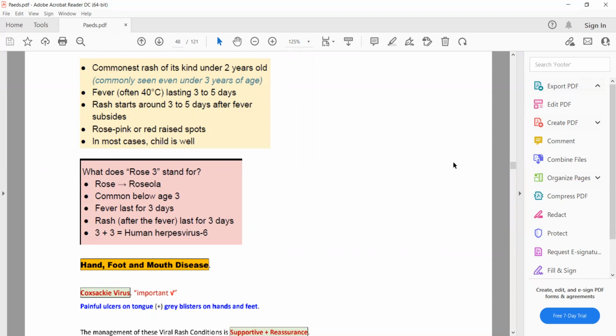While in Kawasaki disease, we saw that the fever duration is also almost 5 days. But in Kawasaki disease, there were other features as well. While in case of roseola, the child is usually well and not toxic, and there are no other signs and symptoms.